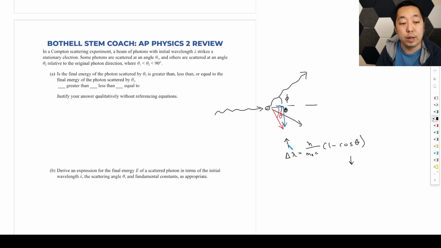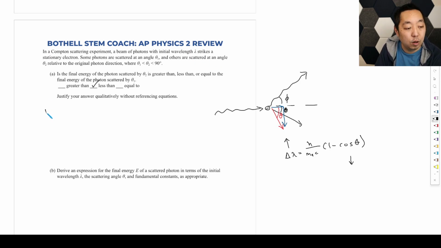And remember, we're going to lose some energy. So if we change the wavelength by more, we're losing, right? Let me double check. We are giving some kinetic energy, so we're going to lose some here. So the bigger the change in the wavelength means we're going to lose more energy. So the final energy of the photon is going to be less.